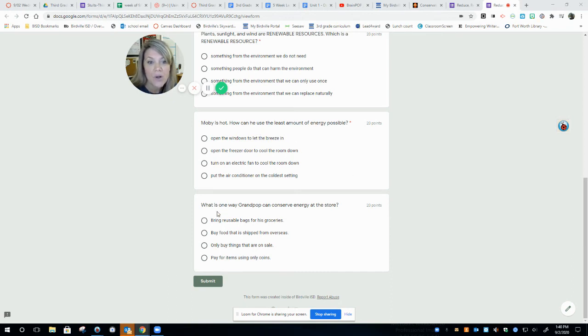Okay, last question. What is one way Grandpop can conserve energy at the store? Bring reusable bags for his groceries. Buy food that is shipped from overseas. Only buy things that are on sale. Pay for items using only coins. What is one way that Grandpop can conserve energy at the store?